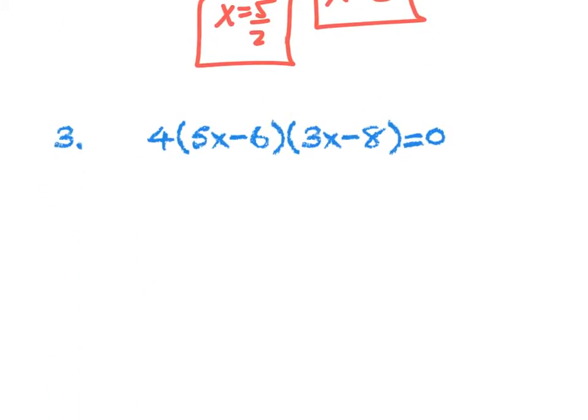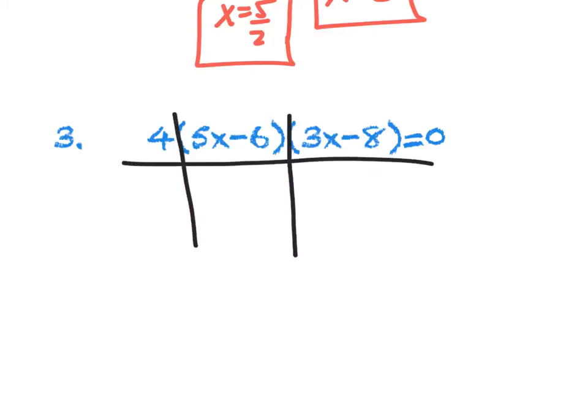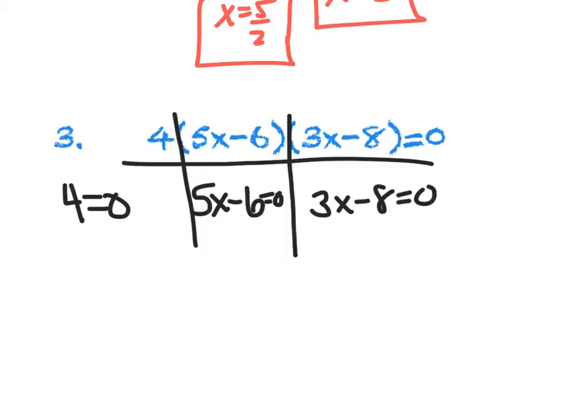Number 3, can you anticipate how many solutions you're going to have? Hopefully you're not getting tricked and you're only saying 2. You'll notice there are only 2 x's in the problem. But watch how we tee it up anyway. So again, I'm going to tee it up in between the factors. On the left side, I'm going to say 4 equals 0, 5x minus 6 equals 0, and 3x minus 8 equals 0. Now you'll notice this, when some people fall for this, there is no x here.